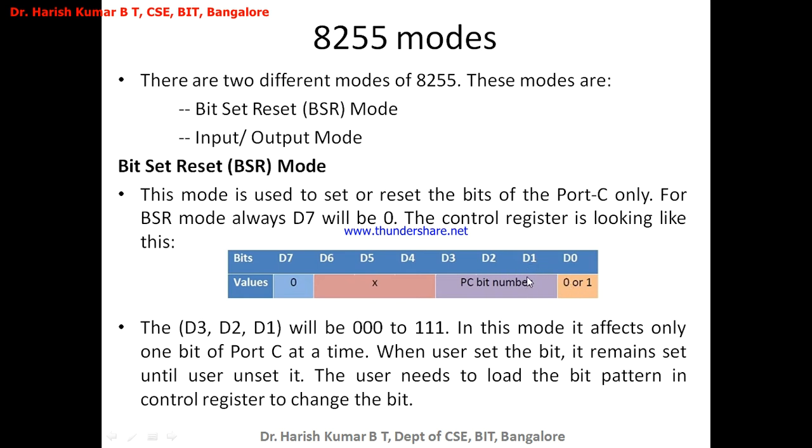Say for example, I want to set the 0th bit of port C: I make these bits 0, 0, 0, and I give this as 1. If I want to reset the 0th bit of port C, this is 0, 0, 0, and I give it as 0. So this BSR mode is basically used in order to set or reset the bits of port C only. You cannot reset the bits of port A or port B. Now when you want to operate 8255 in BSR mode, it is mandatory to make the D7 bit 0. If you want to operate 8255 in input output mode, then you have to make the D7 bit 1.